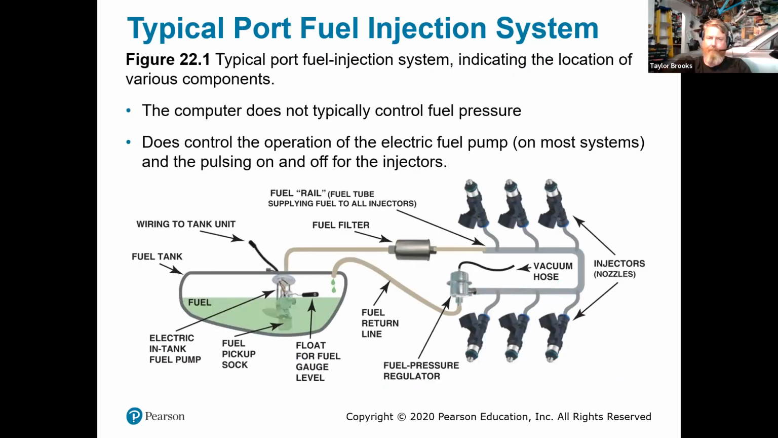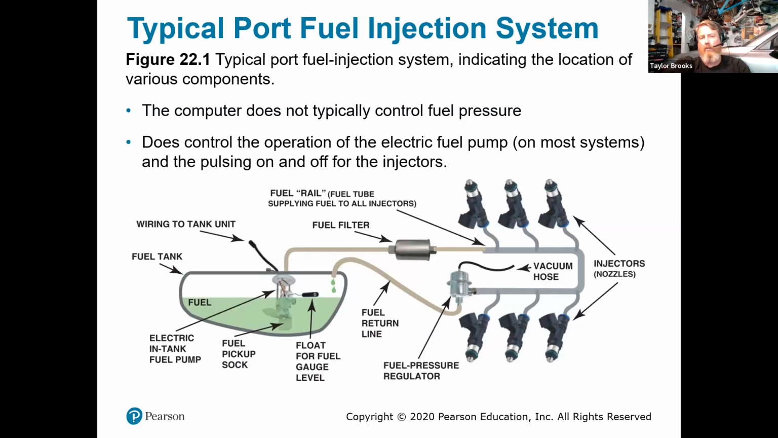Now, when we're looking at the actual fuel operation, the computer is going to control when the pump is going to turn on and off, usually by sending power to a coil inside of a relay, and the relay switching over and sending 12 volts or battery voltage to the pump. And then it's going to control the pulse width or the on and off functionality of the fuel injector.